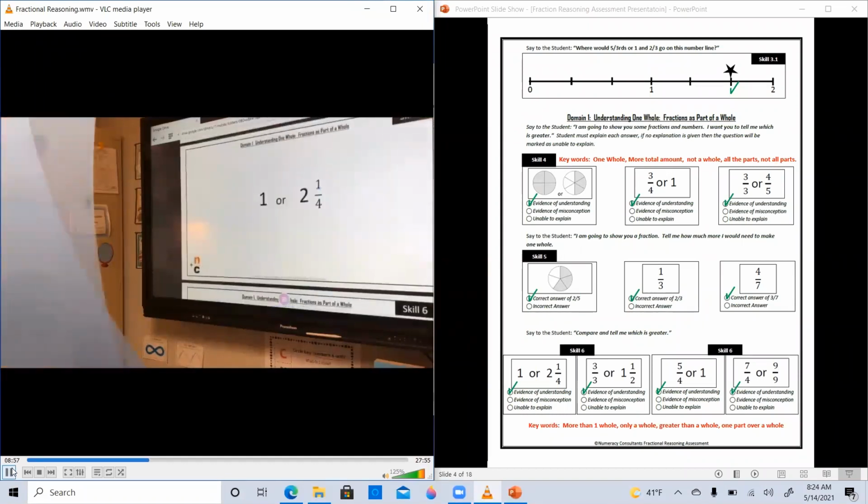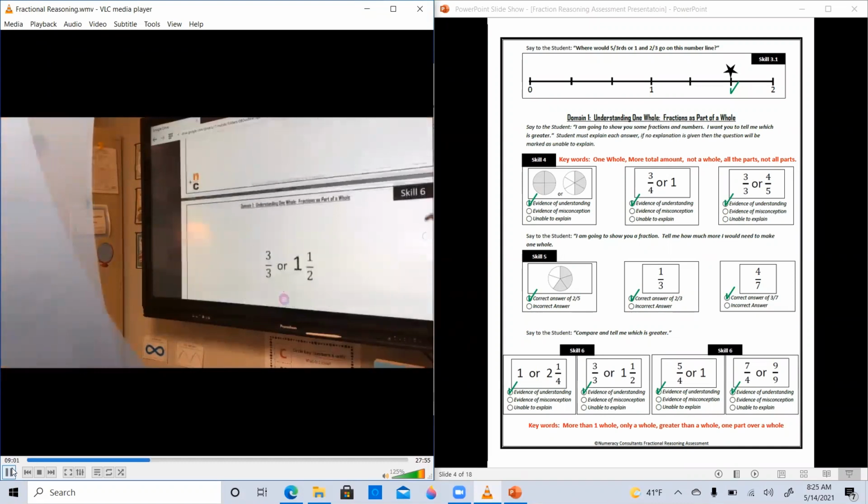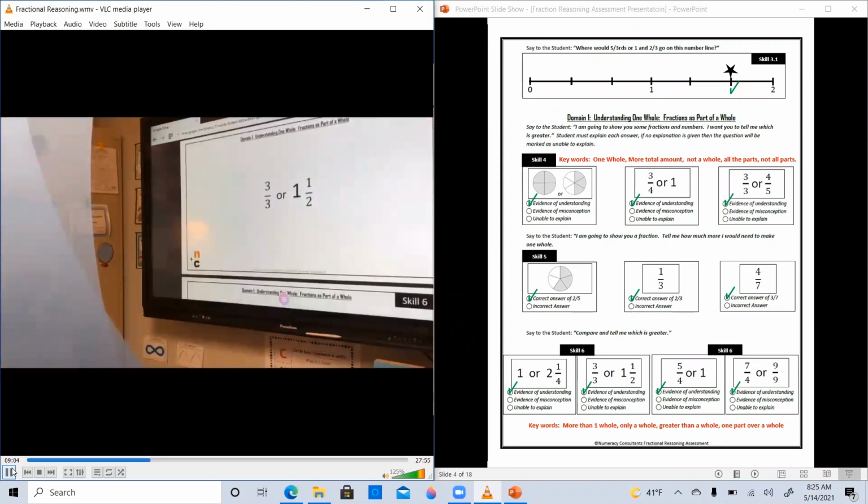Which is more, 1 or 2 1/4? 1. And which is more, 3/3 or 1 1/2? 3/3. And how do you know that? Because there's one more, and that would be too much. So you're saying that 3/3 is more than the 1 1/2? Okay.